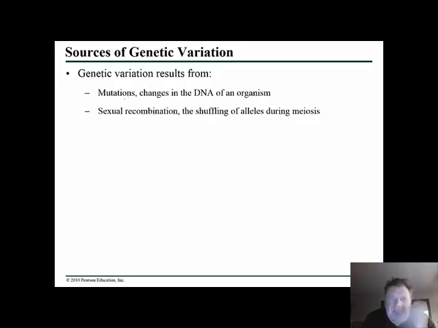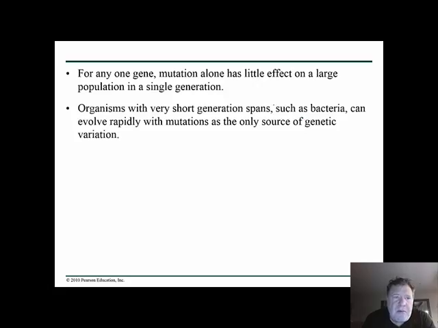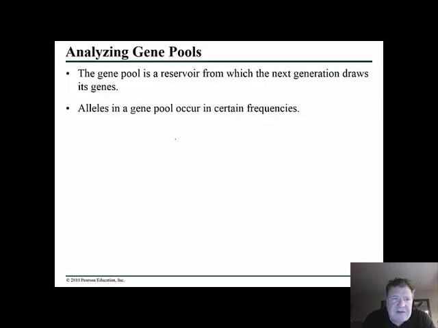Sources of genetic variation result from mutations, which can be random mutations or induced mutations, and then sexual recombination, which is the reshuffling of alleles during meiosis. So that's one of the reasons why we went through what meiosis is. For any one gene, mutation alone has little effect on a large population in a generation. Organisms with a very short generation time, however, can have genetics work on it relatively fast.